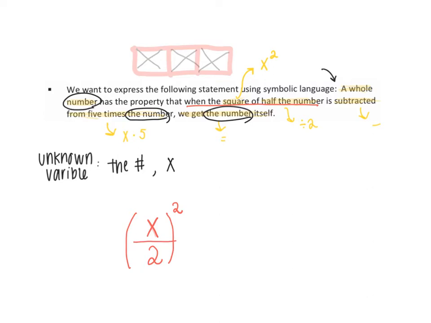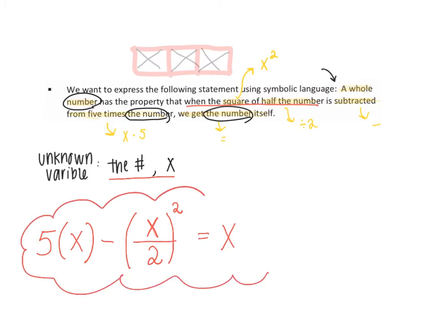Is subtracted from. So we're taking this away from something. We're taking this square of half this number x away from 5 times the number. So it's going to be 5 times something. What is it going to be 5 times? The number. Do we have a number? No. What did we say that was? X. So it's going to be 5 times this number x. And when we take away the square of half the number from 5 times the number, we get, or it equals, the number itself. So this is how we're going to go about solving these problems today. Breaking it down, close reading, going through, and writing our answer.